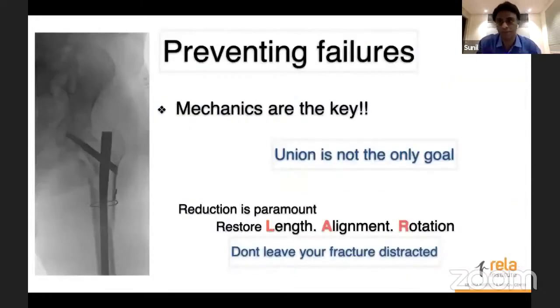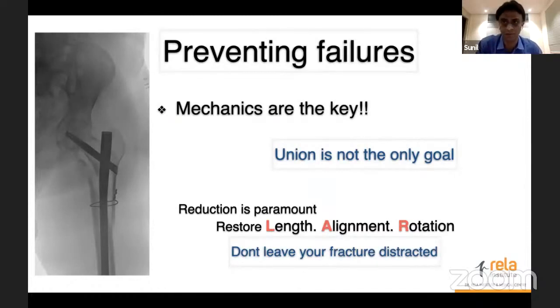So how to prevent failures when you nail a subtroch fracture? You have to remember mechanics are the key. Though biology is important, when you think of treating a subtroch fracture, you need to restore mechanics. That is paramount. You have to remember union is not the only goal. You need to make the proximal femur look like a proximal femur so that it works seamlessly as it used to before the injury. Remember, reduction is paramount.